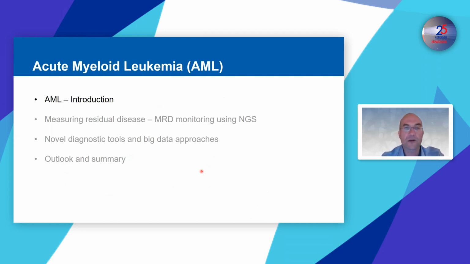And the talk will have a brief introduction on acute myeloid leukemia. Then I will talk to you about new technologies on how we should follow up the disease, how we should measure residual disease, especially using novel technologies such as next generation sequencing. And then I will talk to you about novel diagnostic tools and big data approaches in AML before we summarize what we have learned today.